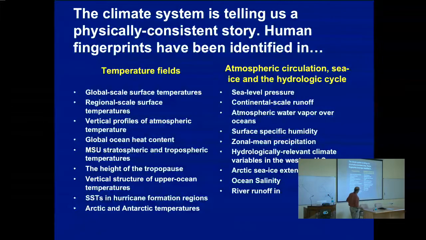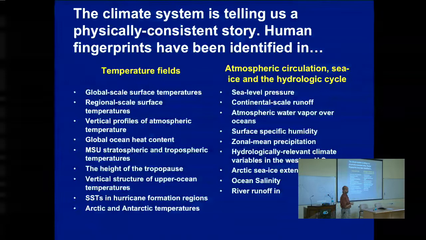So, there are many temperature-related fields: global scale temperatures, regional scale temperatures, vertical profile, which we discussed a little bit, global ocean heat content, stratospheric and tropospheric temperatures at various bands, height of tropopause we saw, vertical structure of upper ocean temperatures we saw, sea surface temperatures in the hurricane or cyclone formation regions. Then we didn't touch upon Arctic and Antarctic temperatures. But then there are also circulation-based things.